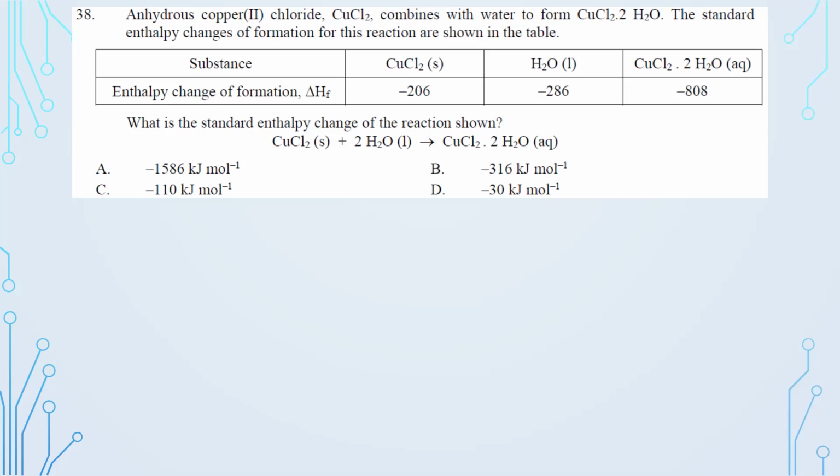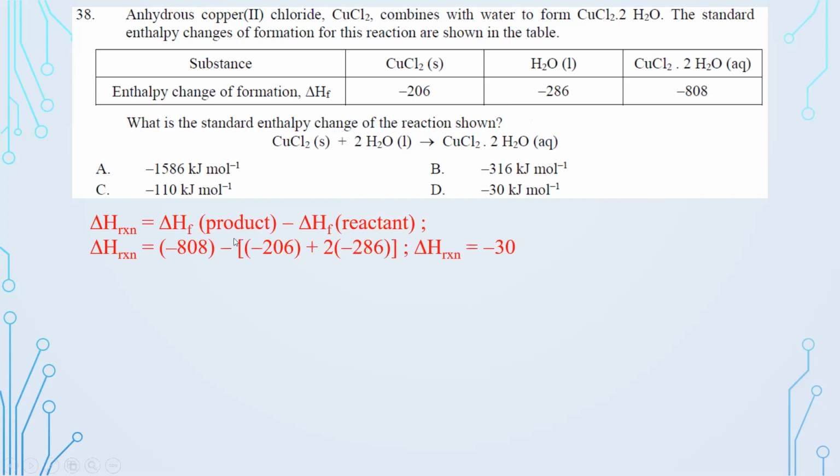So you have CuCl2 solid negative 206, H2O negative 280, and the complex formation is negative 808. What is the standard enthalpy change for the reaction below? Okay, so in here you can straight away use total enthalpy change of the product minus total enthalpy change of the reactant. So negative 808 minus negative 206 plus negative 2 times negative 286. So you get enthalpy change of reaction is negative 30 kilojoule. Okay, so the answer is not KD.